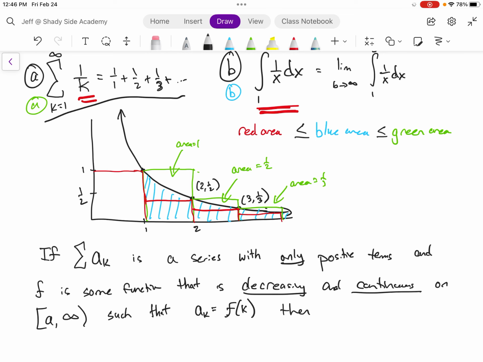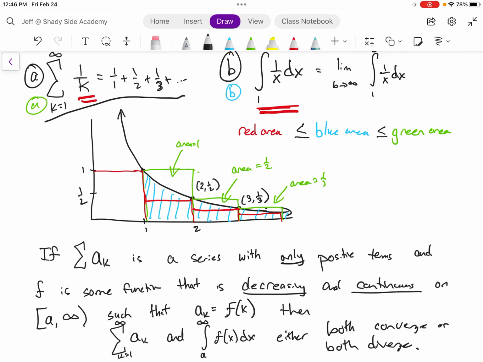we can talk about these two things that we sketched up there, the infinite series and this improper integral from a to infinity either both converge or both diverge. Okay, so what on earth does that mean? Either they both converge or they both diverge. This is going to be very, very helpful for us.